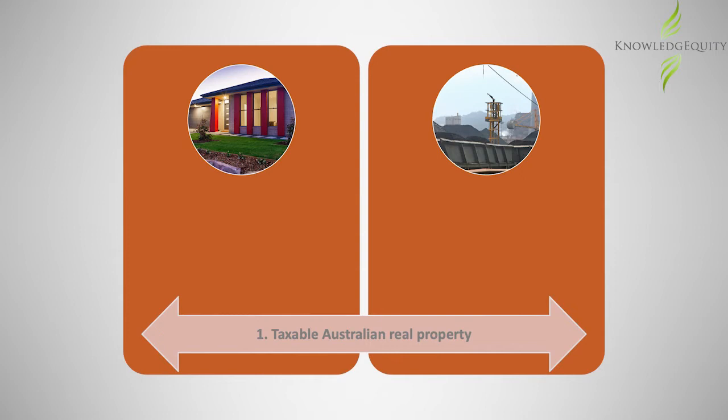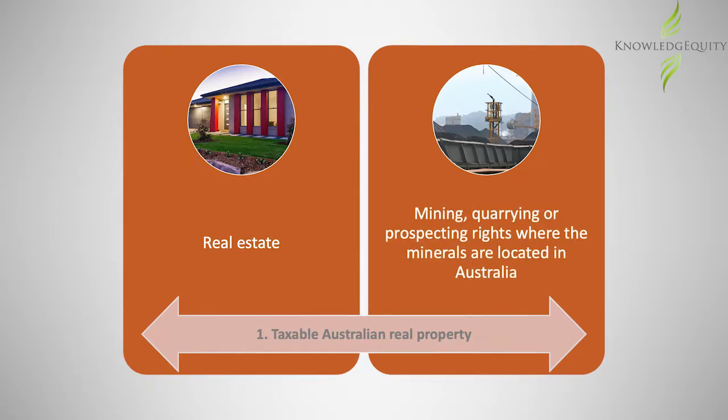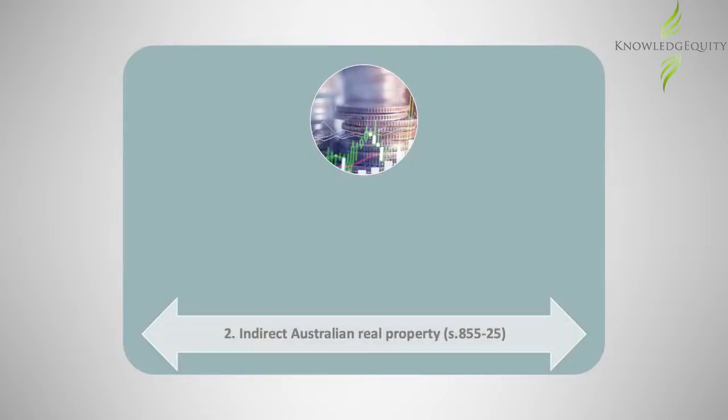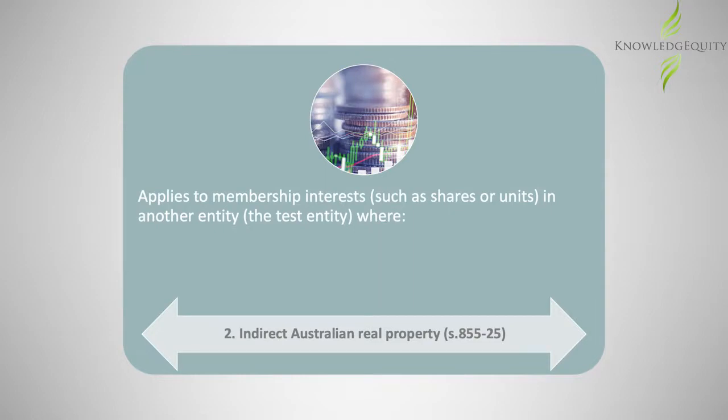Taxable Australian real property refers to real estate located in Australia, such as a Sydney house or apartment. It also includes mining and related rights where the minerals are located in Australia. Indirect Australian real property interests generally refer to interest in another entity, such as shares in a company where 2 conditions are fulfilled. Firstly, the non-resident owning the interest in the entity must own at least 10% of the entity. As such, this first condition is unlikely to be met in the case of small holdings of listed entities.